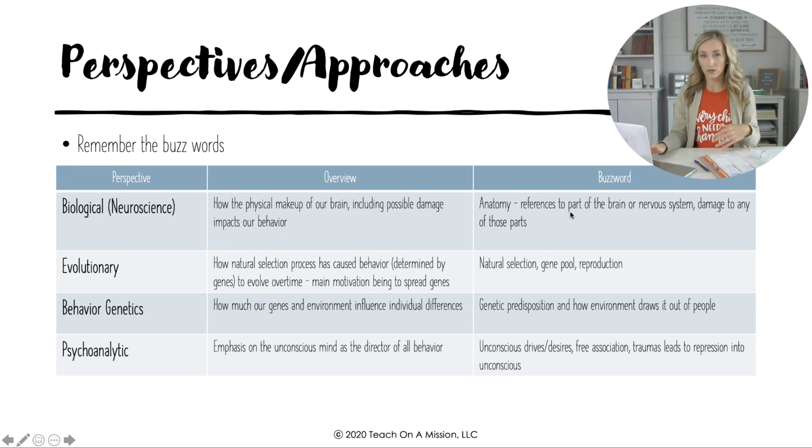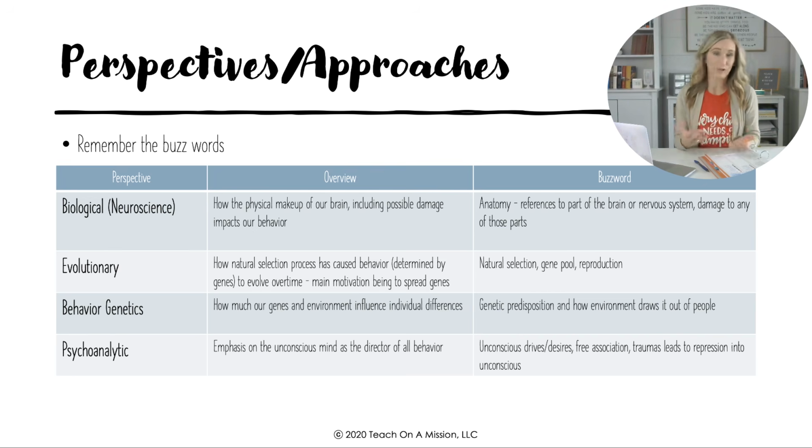Having the buzzwords is really helpful though. Those are the type of words that you'll see in the question that might indicate to you, oh, this is the perspective or the approach that they are talking about. Really anything with the anatomy, so maybe a brain lesion, a lobotomy, anything that talks about the physical, like a reduction in serotonin and how that impacts behavior, right? All of those being how the body or brain impacts behavior.